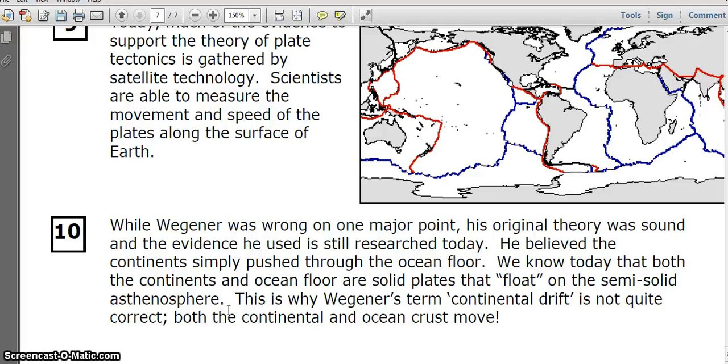That's not true. We know today that both the continents and the ocean floor are solid plates that float on the semi-solid asthenosphere in the mantle. This is why Wegener's term continental drift is not quite correct, because both the continental and the ocean crust move. Let's go ahead and take a look at the video and see how they move because of convection currents.